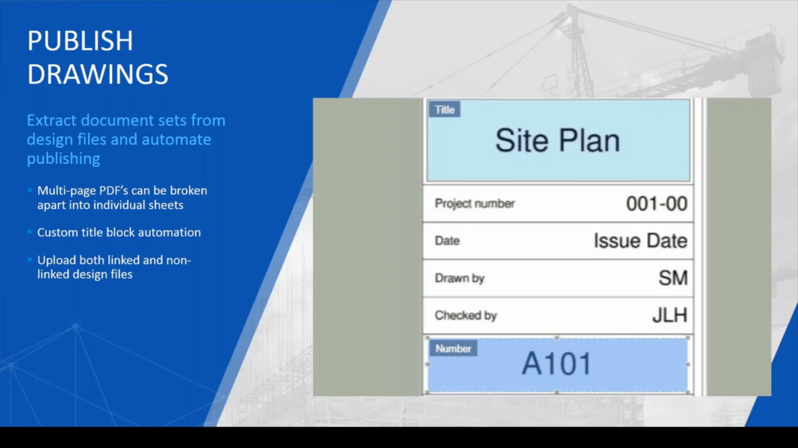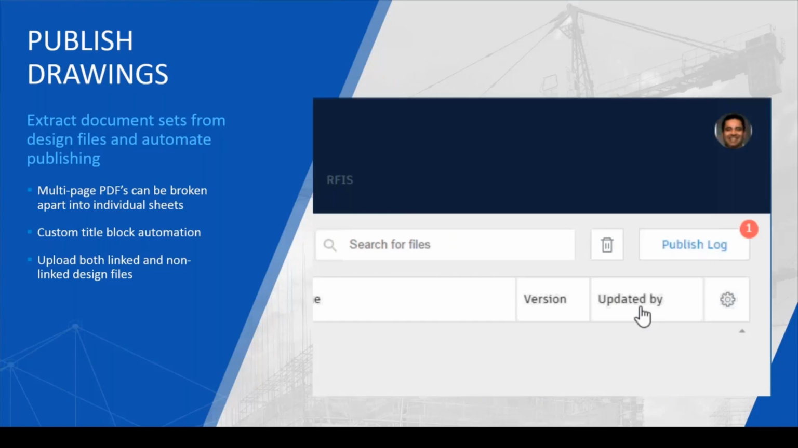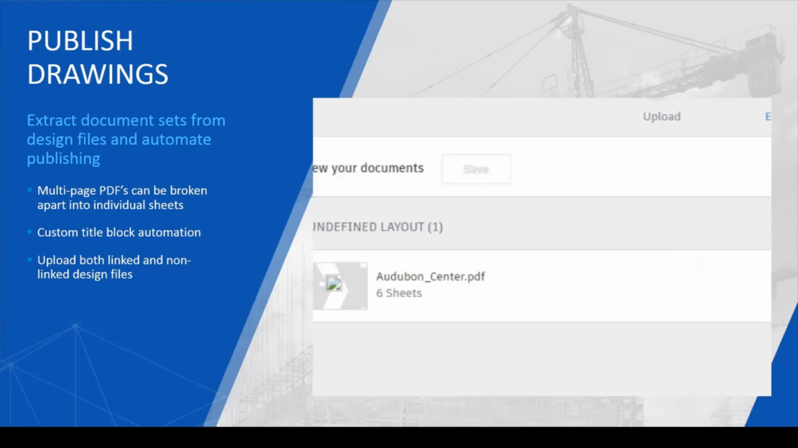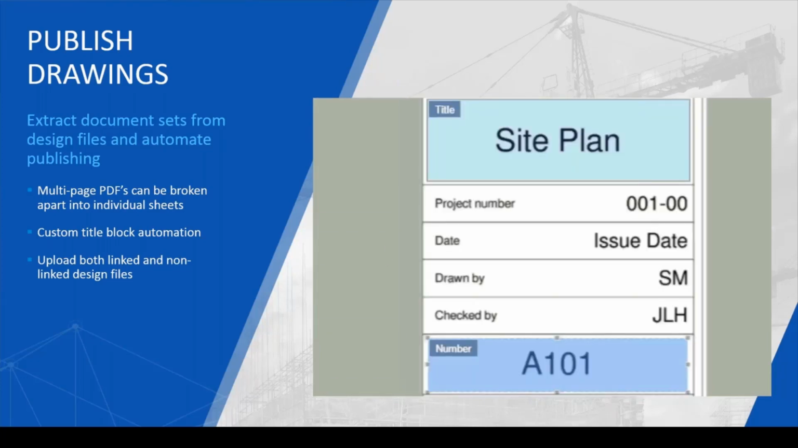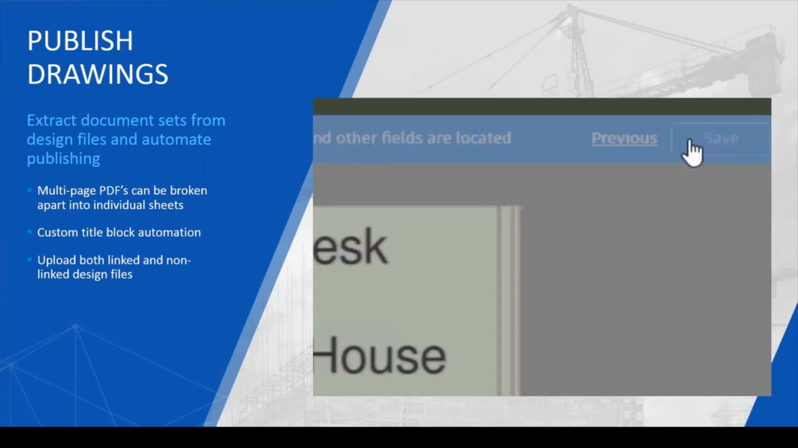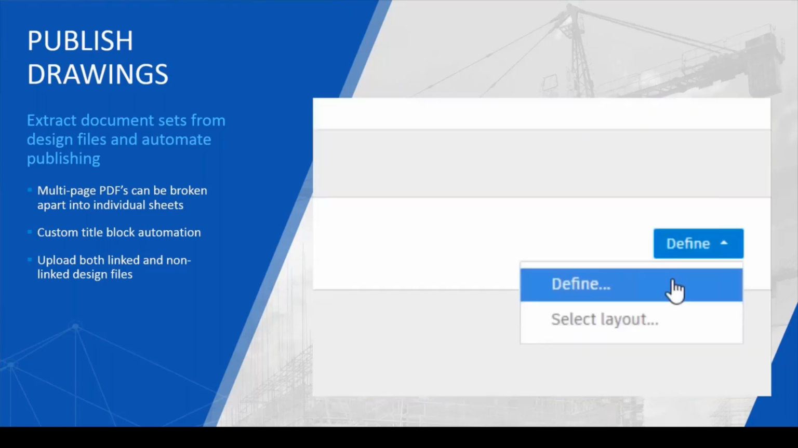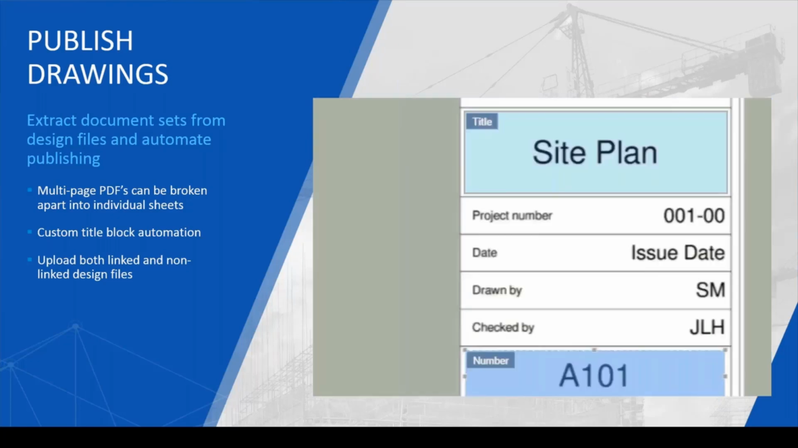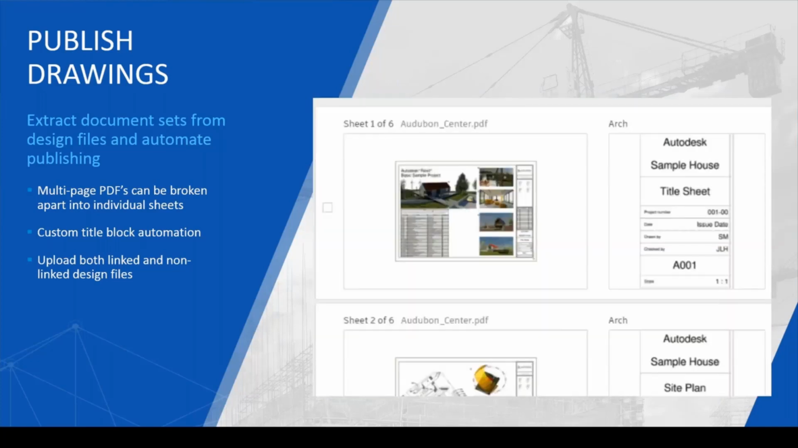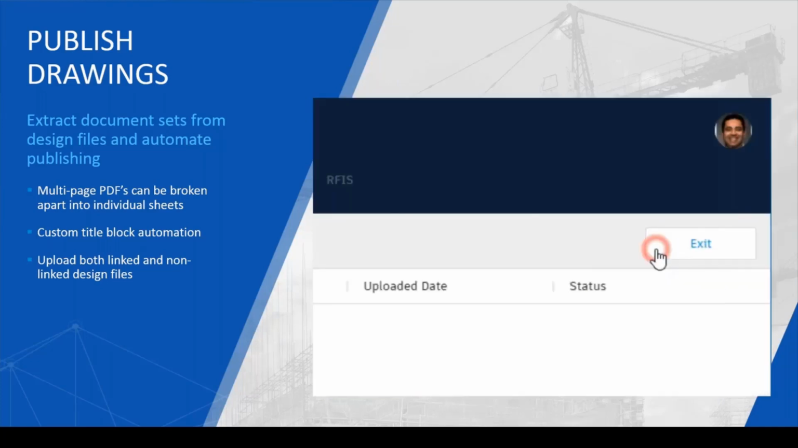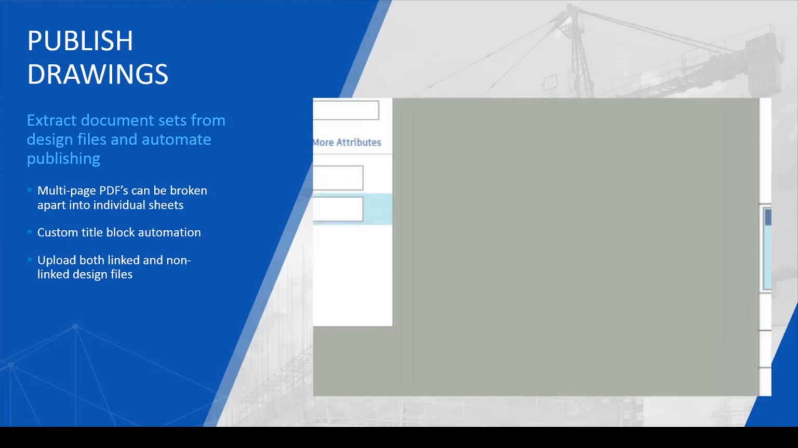There are also smart title blocks. You can tell BIM 360 Docs what area to look for text within a title block. So, what is the drawing number? You can identify where the drawing number can be found, and this allows BIM 360 Docs to automatically version your drawing and to read the drawing number to see if it has been changed or not. This is done directly from within Revit and from PDF drawings as well, as you can see in the version there. And you're able to upload both linked and non-linked design files, so XREFs or Revit files as well.